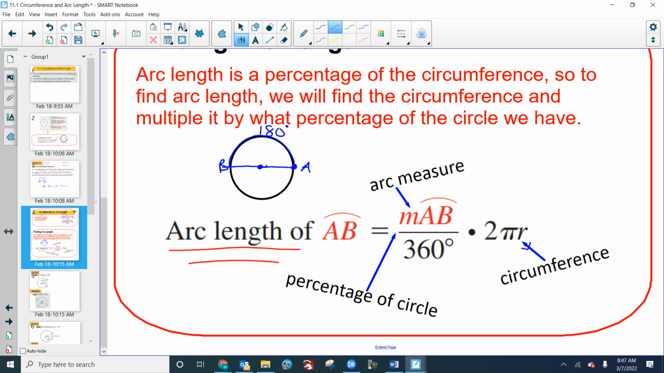Would we ever use pi times diameter instead of 2 pi r, or is it always going to be 2 pi r? You could use pi times d there. It doesn't really matter. Yeah, either one's fine. Does that make sense that you're finding the fraction of the circle, the fraction of the circumference you're calculating? And you take the arc over 360. I'll take that as yes.